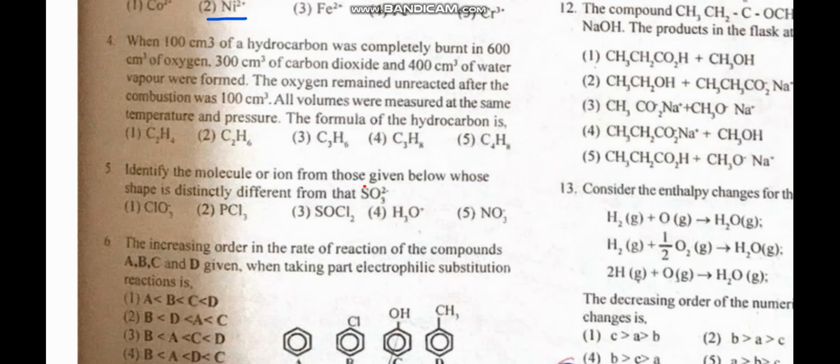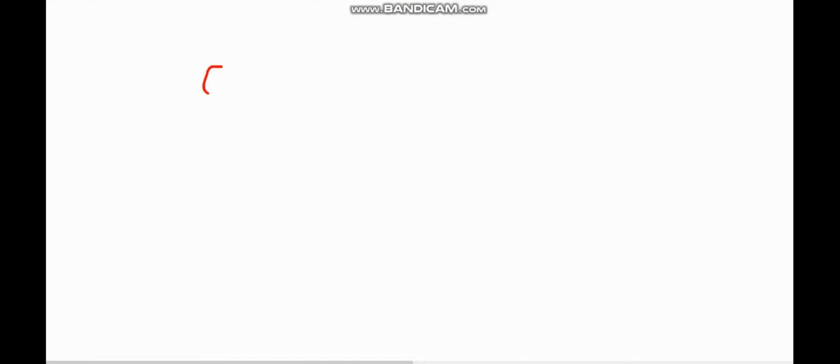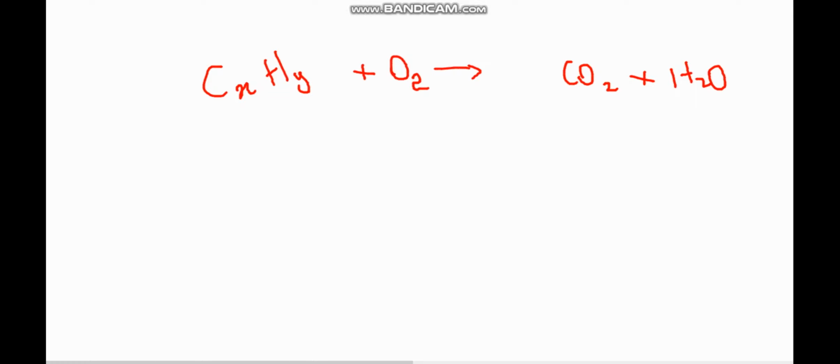Okay, let me go to the whiteboard. Now here 100 cubic centimeter of hydrocarbon was completely combusted in 600 cubic centimeter of oxygen. Now the hydrocarbon you have to find, no? So you don't know the number of carbon and hydrogen, so you can put X and Y. Then it is reacting with oxygen, O2, which will be giving you carbon dioxide and water. So you had 100 cubic centimeter of this, 600 of this.